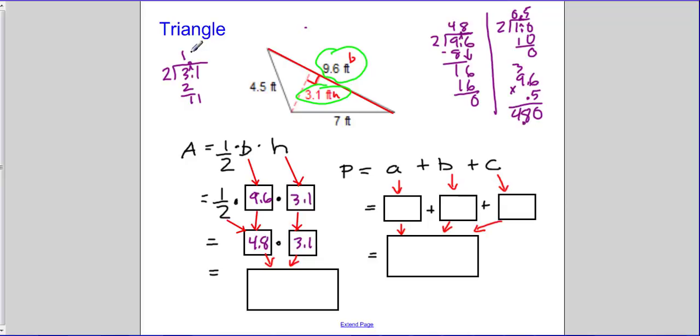Subtract. 2 goes into 11 5 times. 2 times 5 is 10. Subtract, add a 0. 2 goes into 10 5 times. You could do it that way and then take this result, 1.55, and multiply it by 9.6, and you get the same result as what we're going to get here. But that's probably not the best way to do this. It's up to you. So we take 4.8 times 3.1.